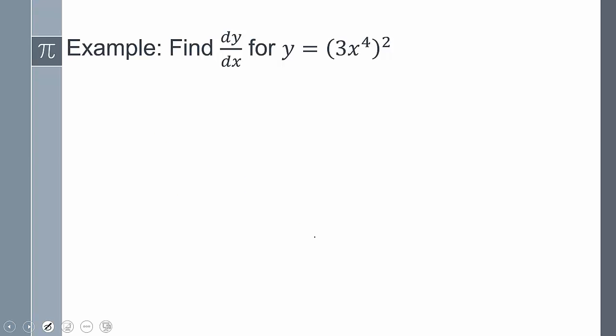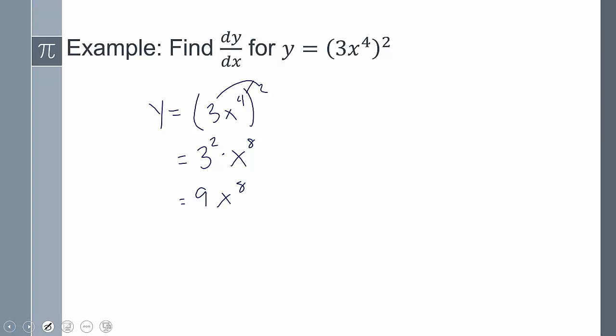For the next one, this one here we can simplify. So y equals 3x to the 4th squared. The square goes to both, so that's 3 squared times x to the 4 squared, so that's x to the 8, which is just 9x to the 8. So then the derivative would be 72x to the 7th.